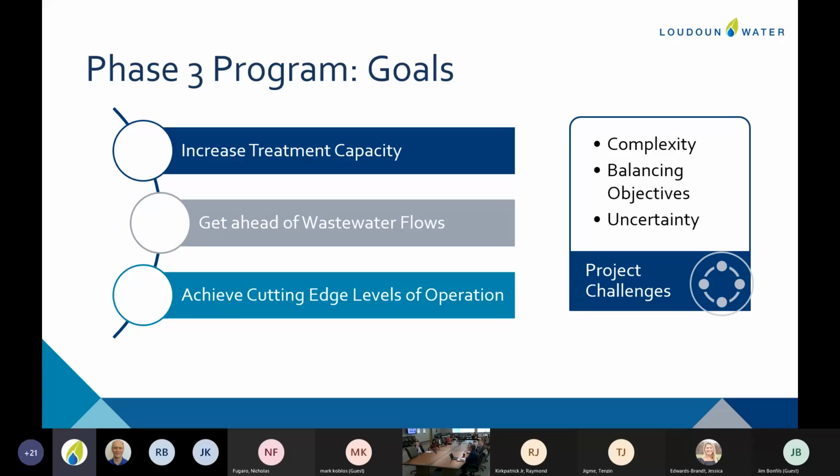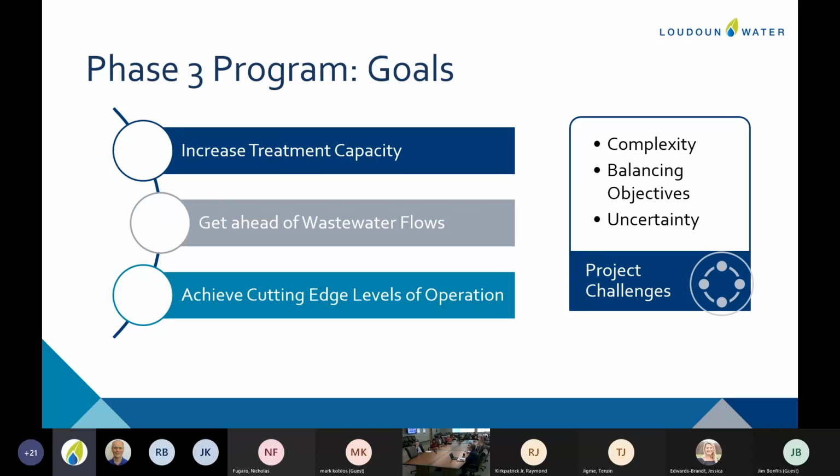The third goal, which we've talked about a couple of times, is knowing that we have to meet cutting edge levels of operation due to the limited waste load allocation we have for Broad Run. So we won't go further into that. We gave an update on that at the Water Resources Committee.